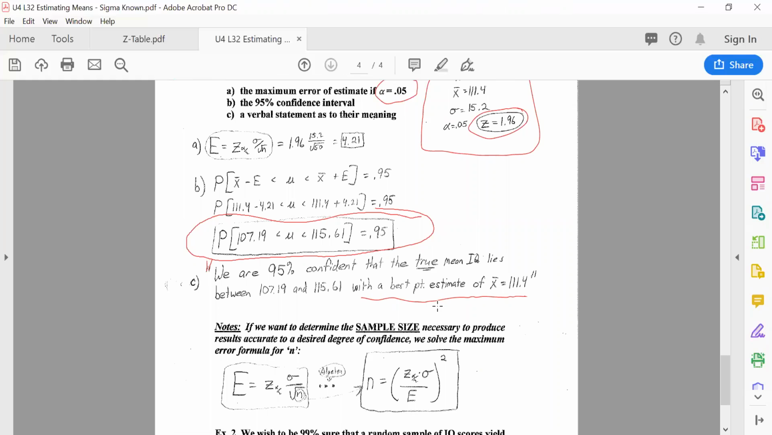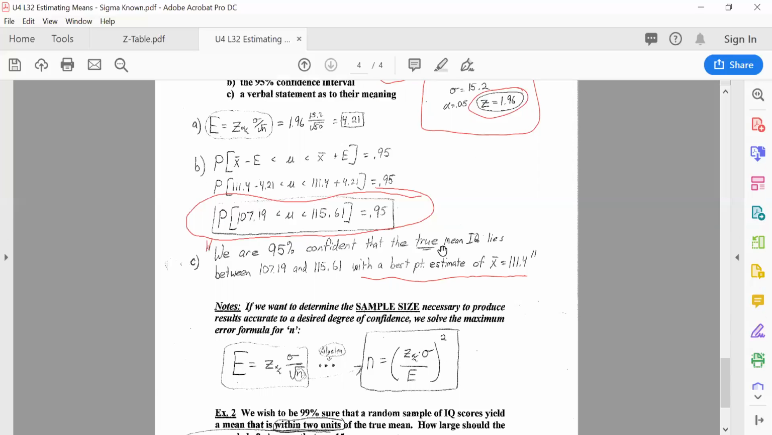Always give a verbal statement for every single confidence interval you give. Test number 4 is king of the -1 points. If on test number 4 you do all the work and you write me a confidence interval, but you forget the verbal, -1. All right, we'll talk about more -1s later.